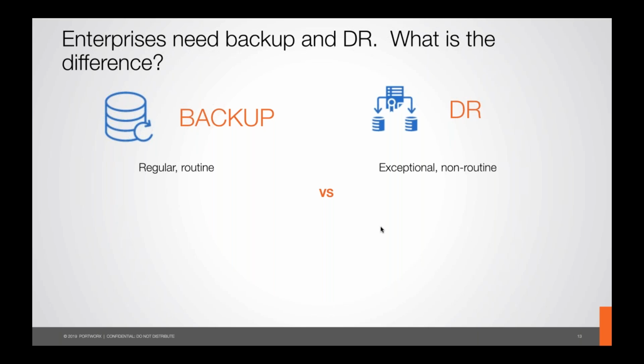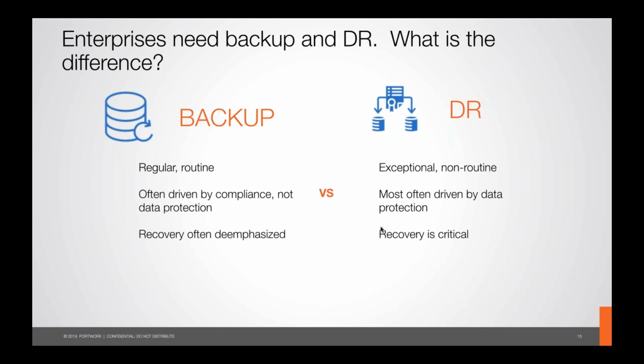Backup clearly is a regular and routine operation, right? We back up our app every day at 2 p.m. Whereas DR is exceptional and non-routine. Backup is often driven by compliance and not data protection, right? It's that GDPR example. I have to create a backup of this. It's not because I think I'm going to have to restore that backup. It's just I'm required to create that backup. DR, on the other hand, is most often driven by data protection needs, right?